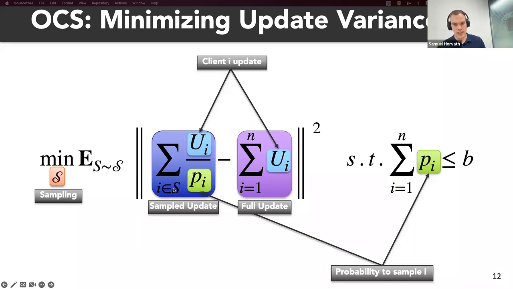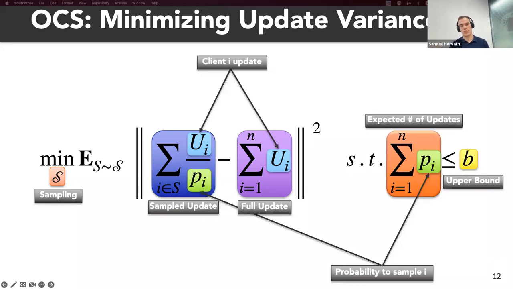Note here that the sampled update is an unbiased estimator of the full update: for its expectation, this p_i simply cancels out and you get the true update. This means that on average, we always send the correct update and therefore we do not actually change the original objective, as I previously mentioned. Next, let me focus on this constraint here on the right, which says that we enforce an upper bound on the expected number of clients that communicate back to the master. This is to ensure good communication complexity while minimizing the expected distance between the sample and full update.